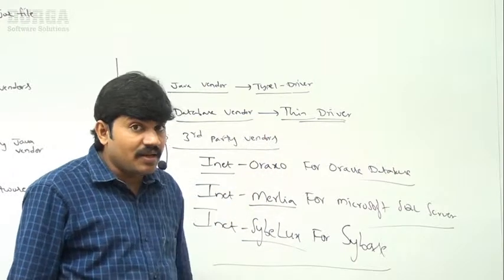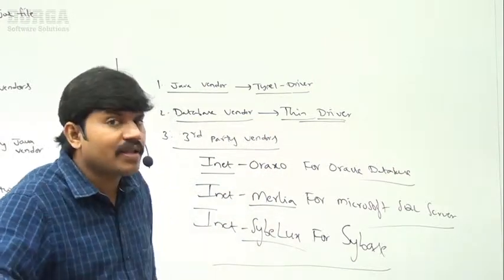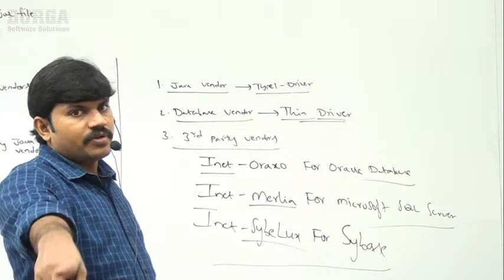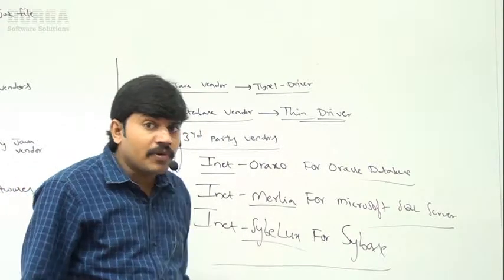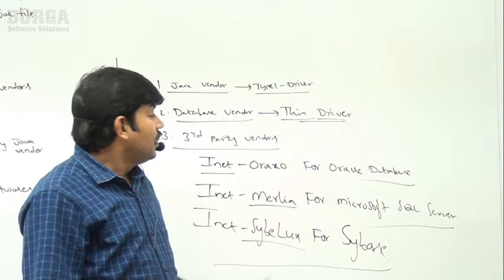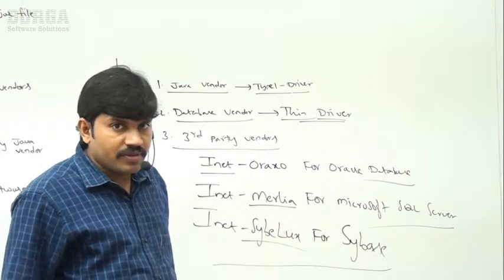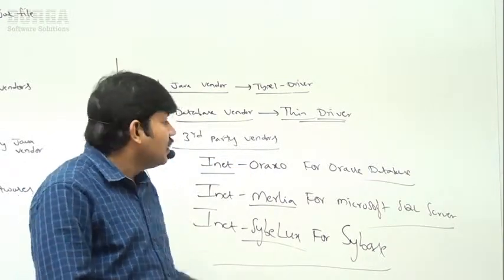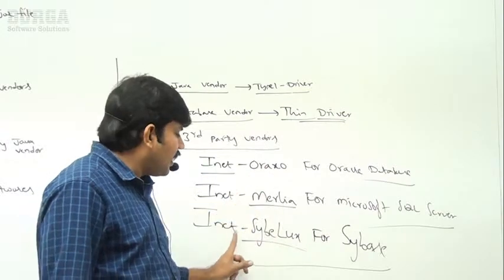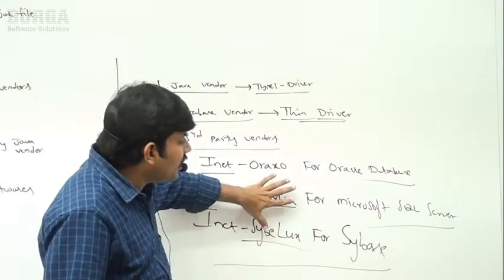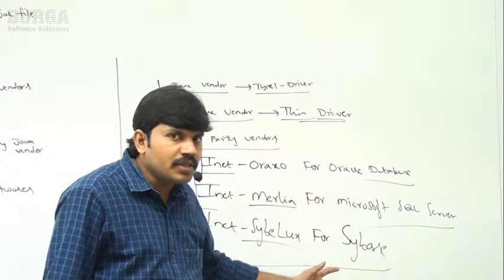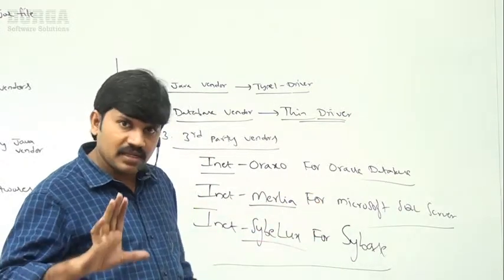Can you give an example for Java vendor provided driver software? Type 1 driver software. Next, a database vendor provided driver software, thin driver. Regarding third party vendor provided driver software, iNet Oraxo, iNet Merlia, iNet Cyblux. These are various driver softwares to communicate with various databases. Clear for all of you, right?